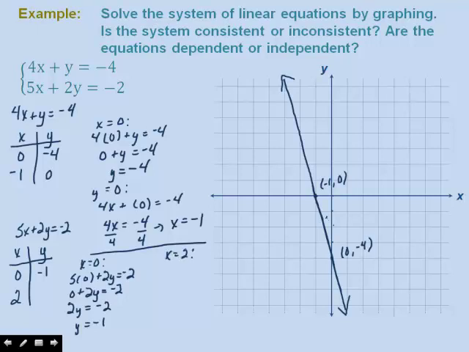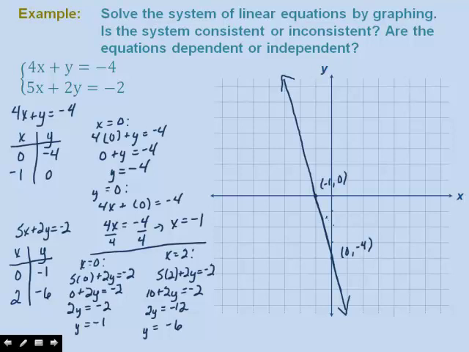So if we use 2 for x, then we have 10 plus 2y is equal to -2. If we subtract 10 from both sides, then we get 2y is equal to -12, and if we divide both sides by 2, we have y is equal to -6.